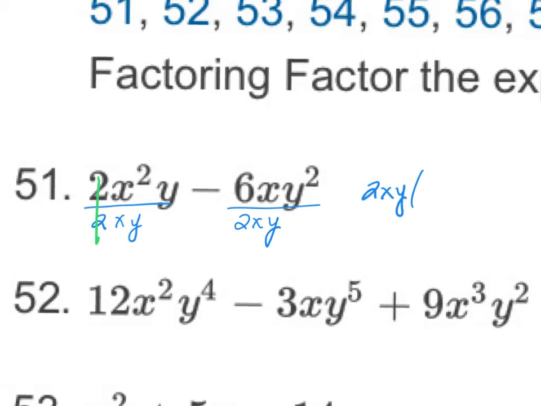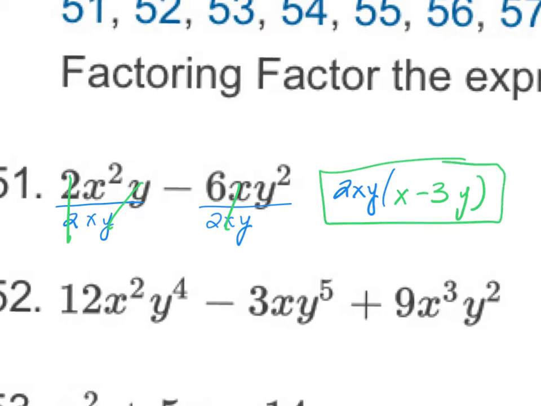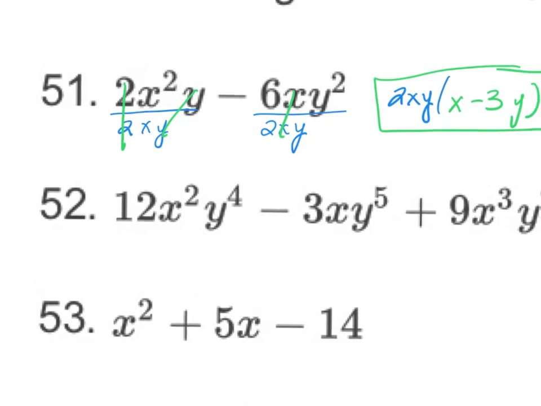So this becomes, I'm left with x squared divided by x gives me x. My y's cancel out. Then I have negative 3. My x's will cancel out, and y. And that's it. There's nothing else I can do. There's no difference of perfect squares or anything like that. So we're done. In the next one, look and see what you can take out.